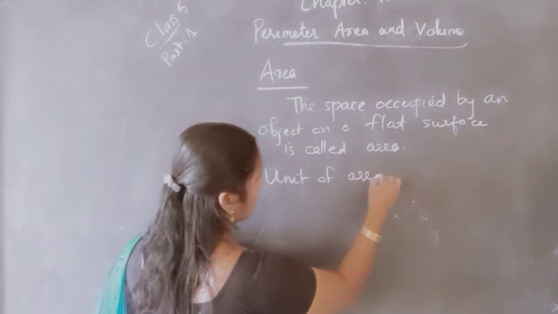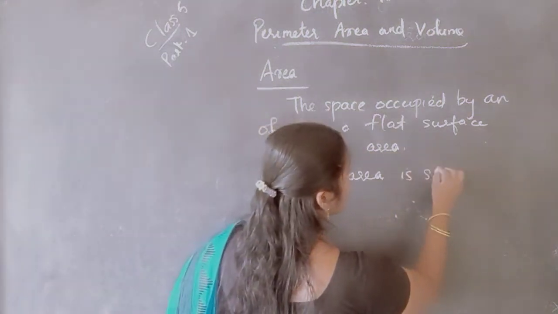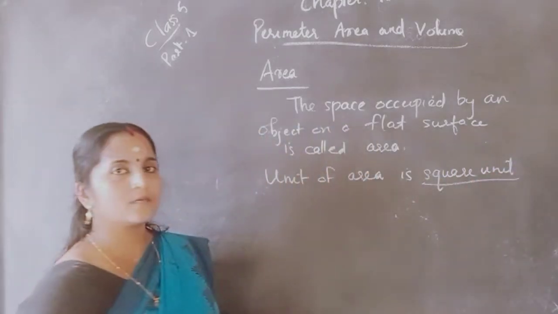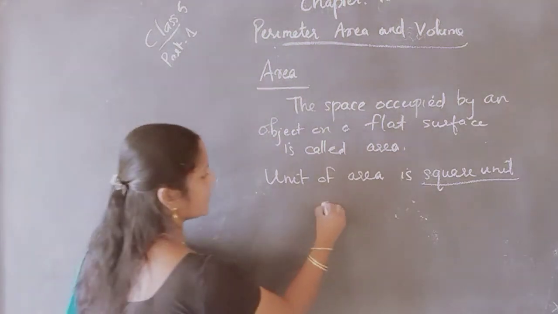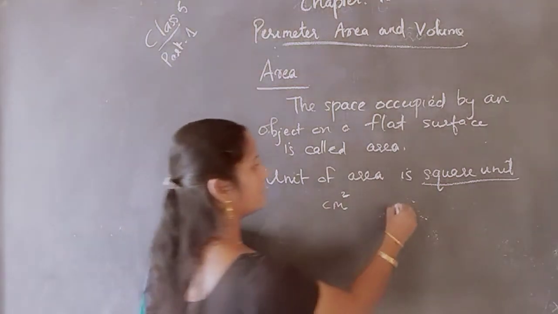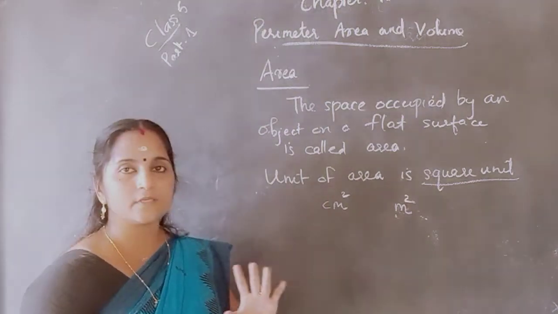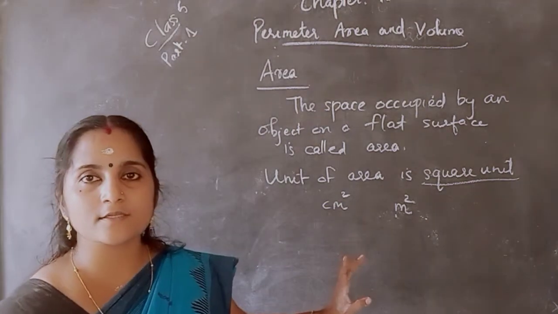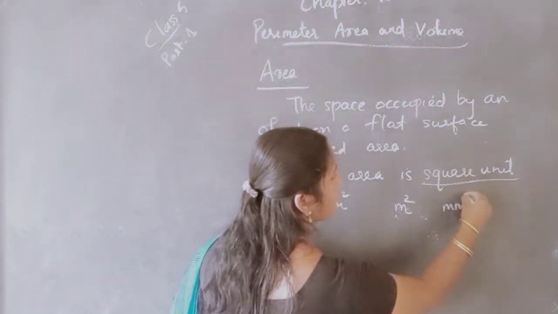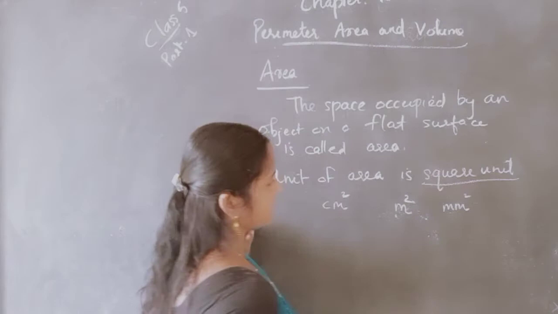Here, unit of area. We find out the area and put the unit correctly, and its unit is square unit. It is very important. Unit of area is square unit. For example, if the measures are given in centimeter, then finally we write the area in centimeter square. And if the measures are in meter, then we write it in meter square or square meter. Centimeter square or square centimeter, meter square or square meter, both are correct. Similarly, if we have the small unit millimeter, we write it as millimeter square or square millimeter.